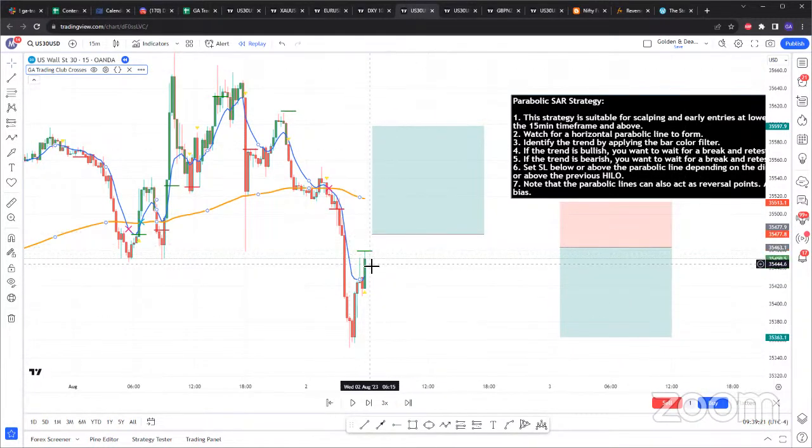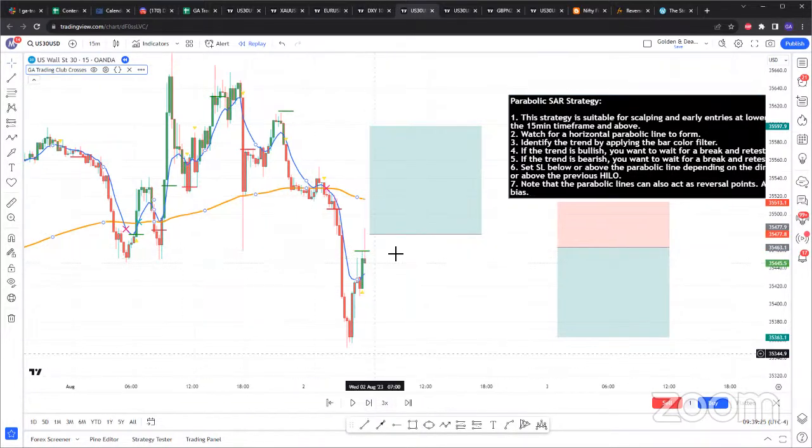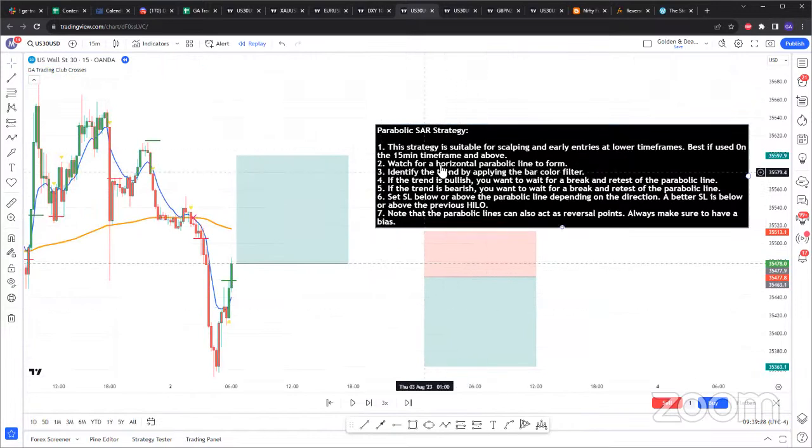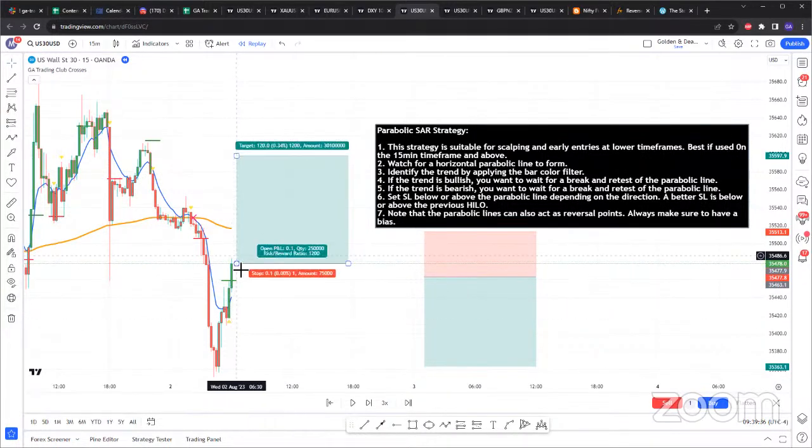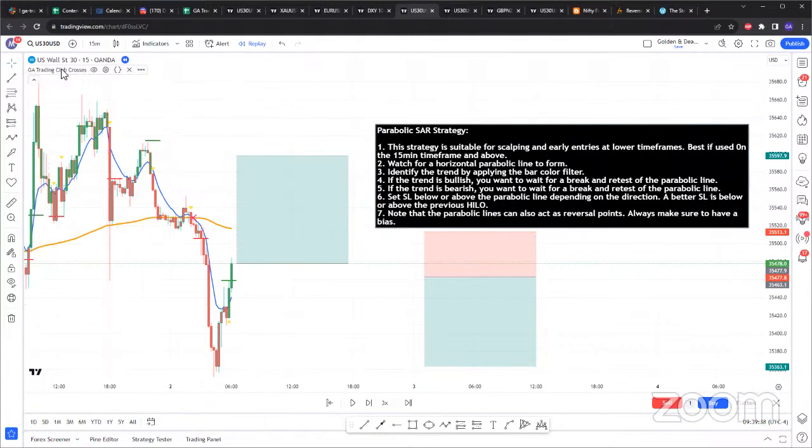So for this buy right here, I was looking for closure above and retest and closure above. And then what's the other requirement? Identify the trend. So for me to take a buy here, I need the bars to be green. I wouldn't take the buy if the bars were red. And again, this bar color filter is based off of the 9 EMA. So when price is above the 9 EMA, candles are green. If price is below, candles are red.